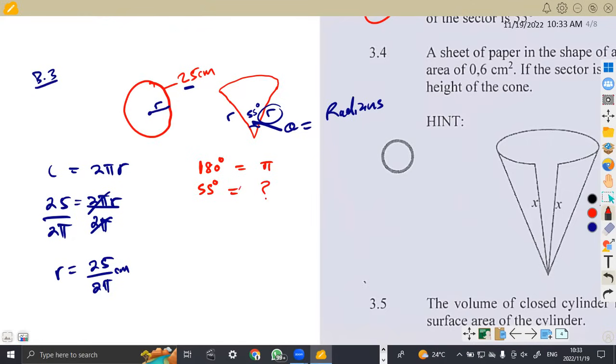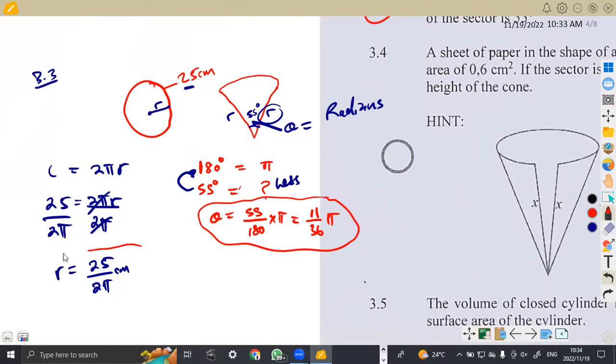As you can see, this is less. We can use simple proportion, or whatever you can use, but this is less. So it's 55 over 180 times pi. Which means our theta in radians is going to be 55 over 180 times pi, which we can simplify. 55 over 180 is 11 over 36 pi. Okay, so we've got theta in radians, and we have got the radius.